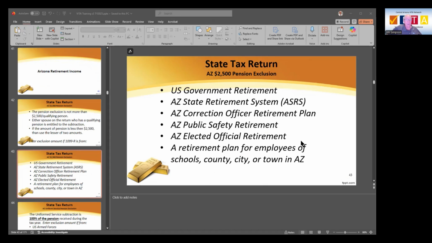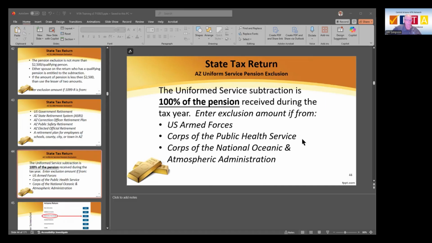Now, if you're filing an Arizona return and you moved here from Illinois 5 years ago, and you were a teacher there and you're getting an Illinois state pension, that doesn't count. It has to be an Arizona pension. And here's the second one: if they're part of the uniformed services, any one of these services right here, 100% of their pension is excluded.